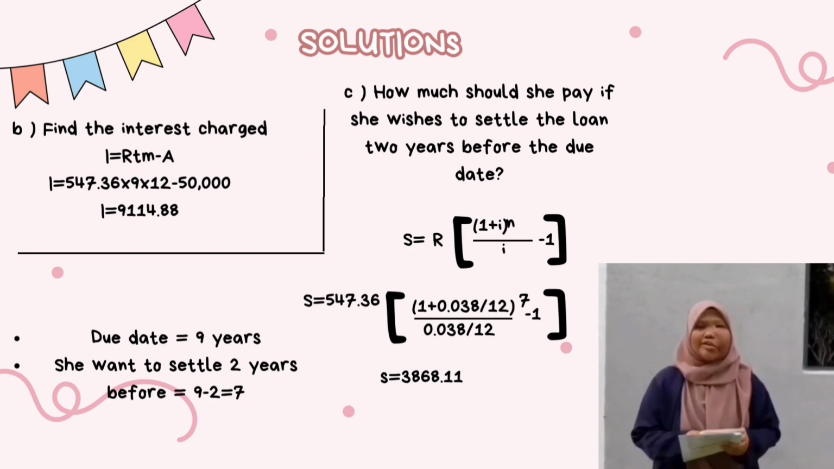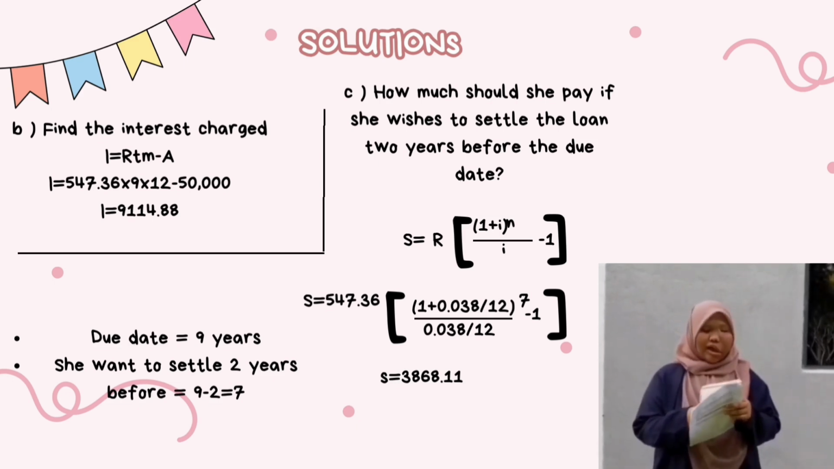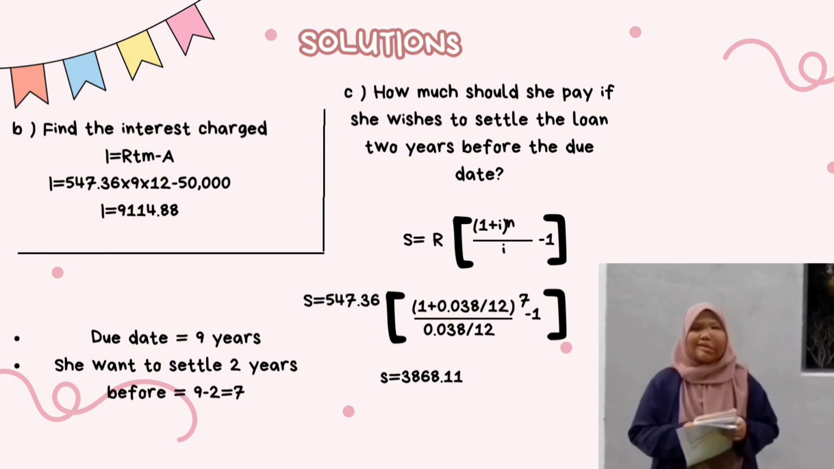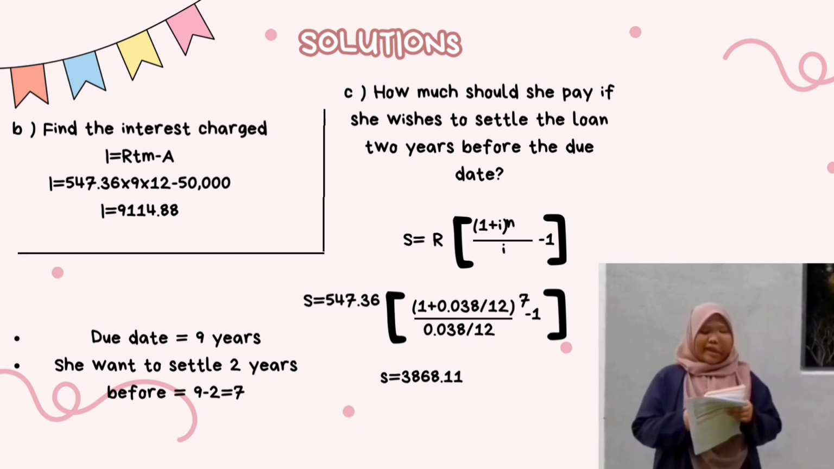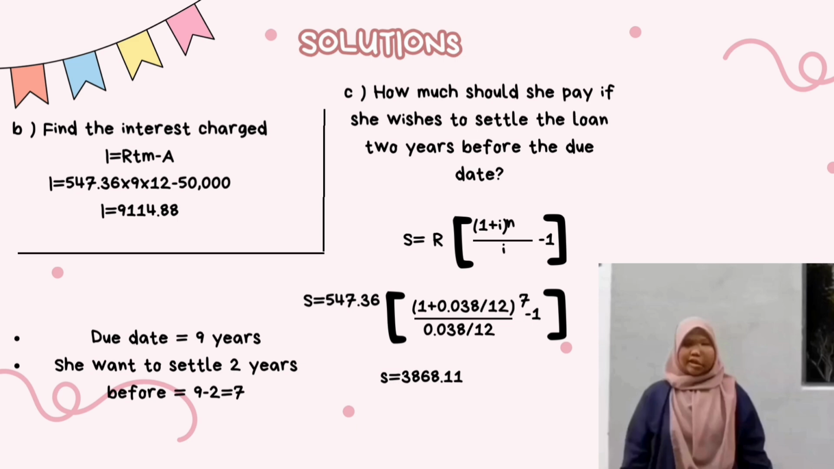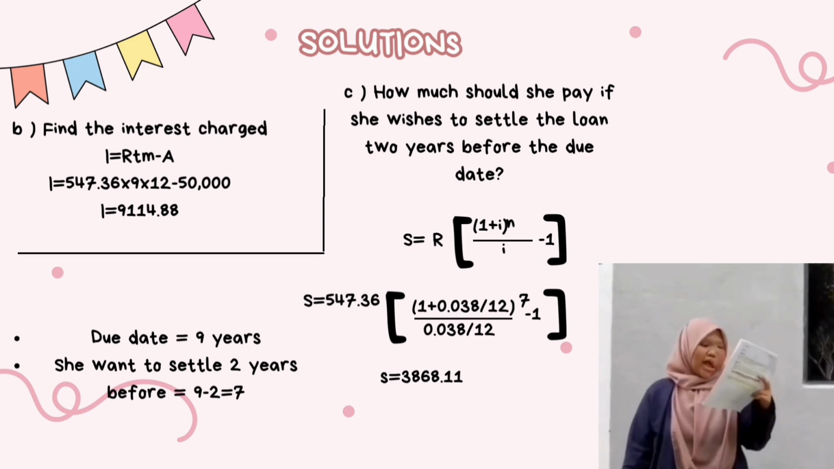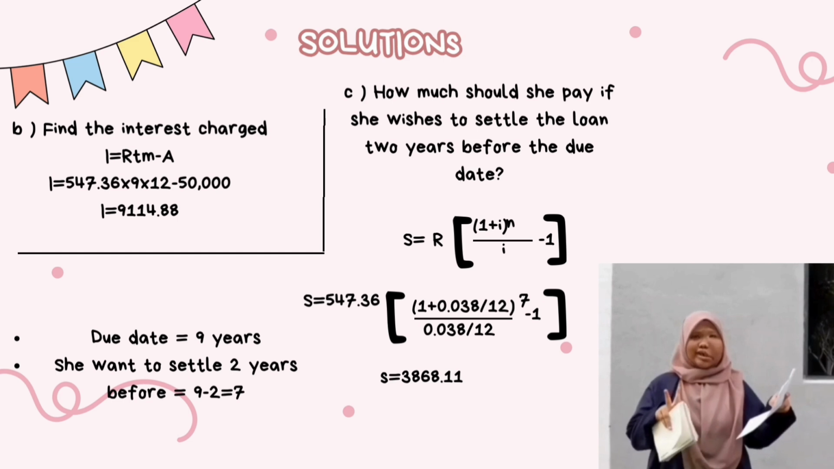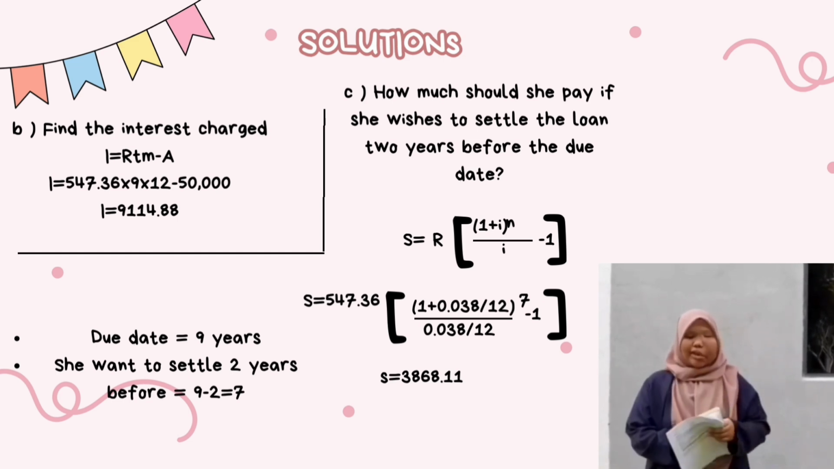So we use the formula I equals R times M minus A. I equals 547.36 multiplied by 9 multiplied by 12 minus 50,000. And the final answer is I equals 9114.88. 3c. How much should she pay if she wishes to settle the loan 2 years before the due date? The due date is 9 years.